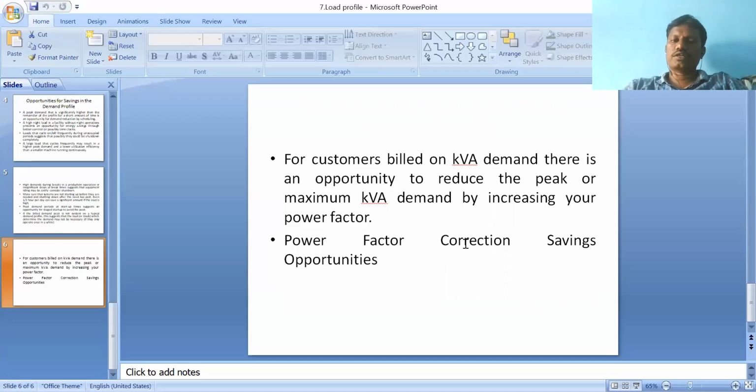Once power factor correction is implemented in your equipment, cost reduces and efficiency also improves. So it is a main important point: power factor correction savings opportunities. Clear? So this is the information we get from the load profile. Thank you.